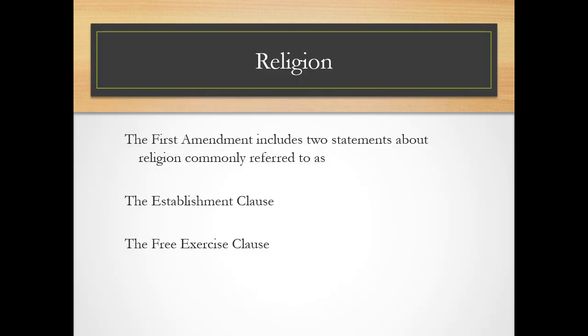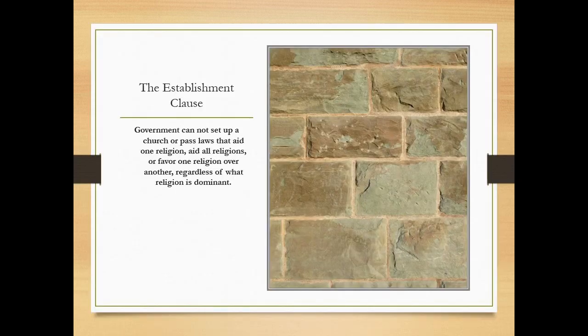So let's go ahead and start looking at the First Amendment. The First Amendment includes two statements about religion, commonly referred to as the Establishment Clause and the Free Exercise Clause. If we remember, it says, Congress shall make no law respecting an establishment of religion, and that is the Establishment Clause, or prohibiting the free exercise thereof, that is the Free Exercise Clause. It almost sounds redundant, but they're very different things. The Establishment Clause means that government cannot set up a church or pass laws that aid one religion, aid all religions, or favor one religion over another, regardless of what religion happens to be dominant at the time.